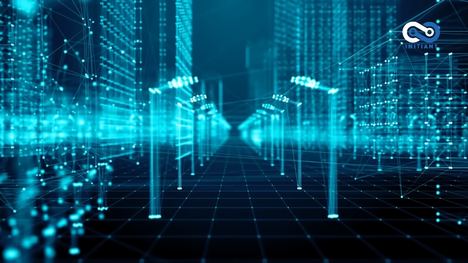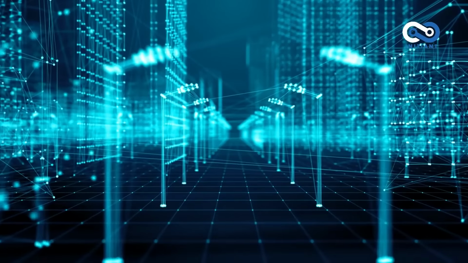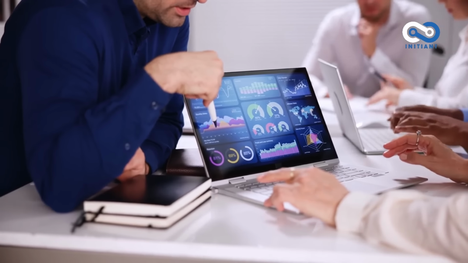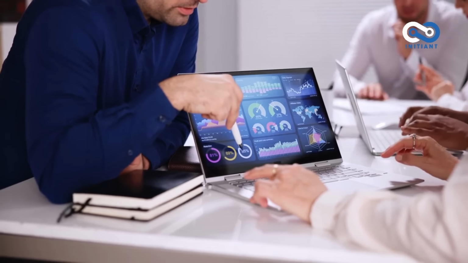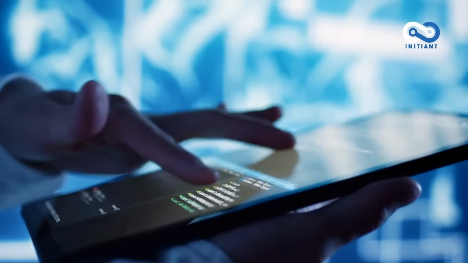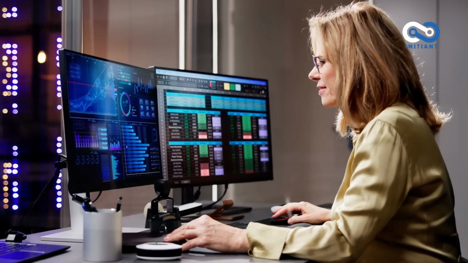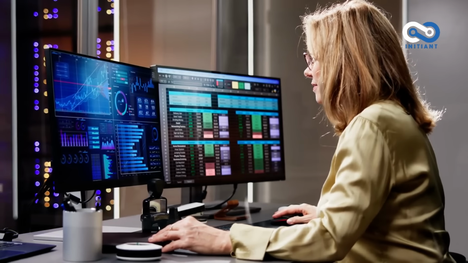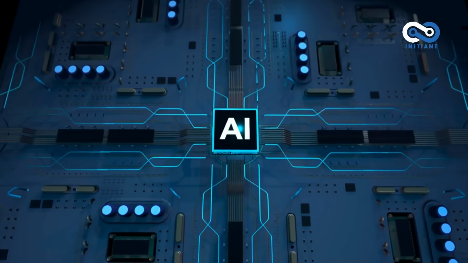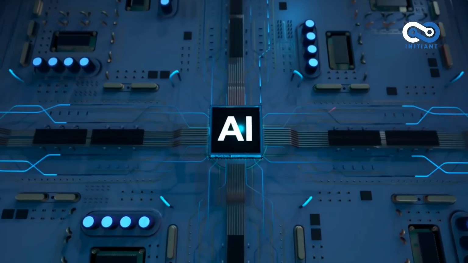At the heart of this transformation are intelligent edge devices, equipped with the power to process and analyze data where it's generated. By deploying AI algorithms directly onto edge devices, we unlock the potential for real-time insights and decision-making at the source of data generation. The applications of edge computing and AI are vast and diverse.